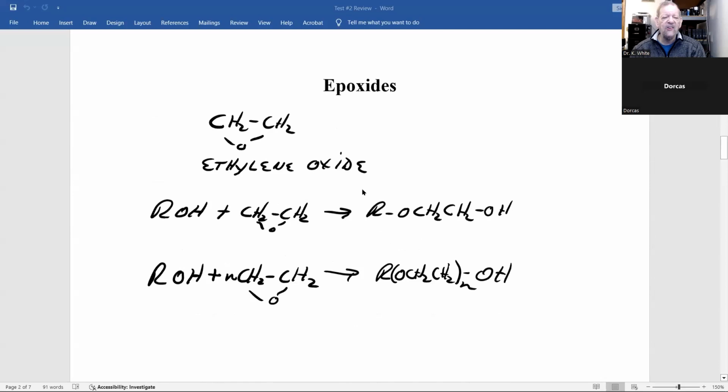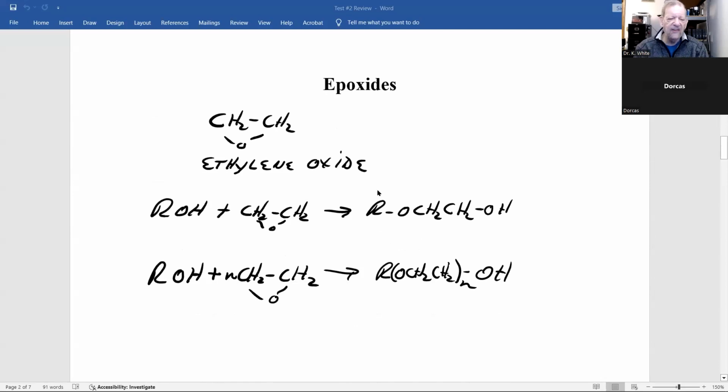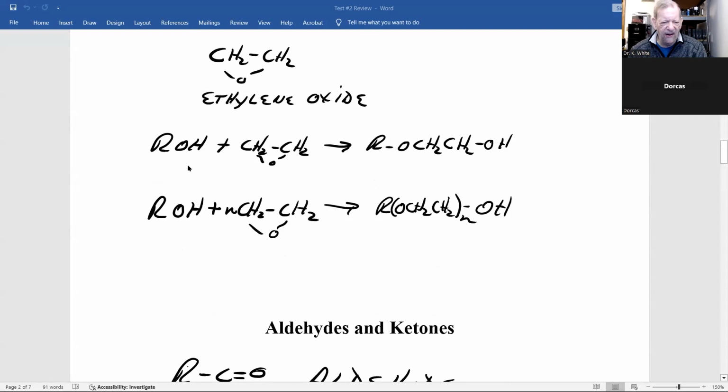All right, next I talked about epoxides. And the only one I talked about was the simplest epoxide, ethylene oxide, which I've worked with in industry a lot. And I gave you 2 reactions you should know. The first one is if you take an alcohol and react it with ethylene oxide, you form this ether alcohol. This oxygen is bonded to the carbon in R that had the hydroxyl group on it.